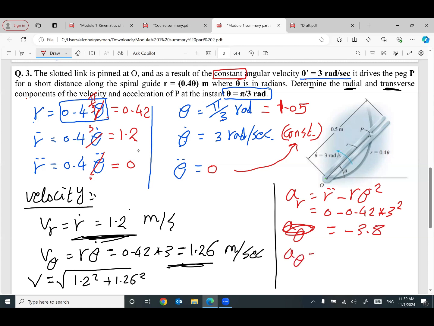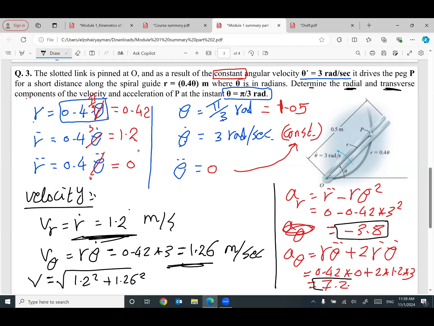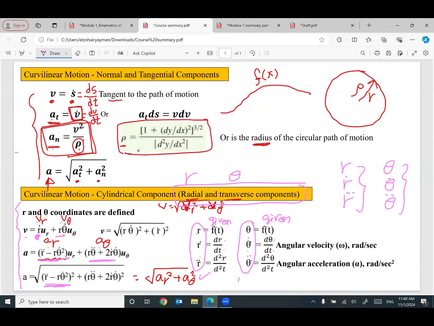A theta equals R theta double dot plus 2 R dot theta dot. Put in your values. R is 0.42, theta double dot 0, plus 2 times R dot 1.2 times theta dot 3. This value will be 7.2. So I found the two components of the acceleration. Does that make sense? So for this part of the module, just put your hand on these values: R dot, R double dot, theta, theta dot, theta double dot. That makes sense? Anybody has any question?